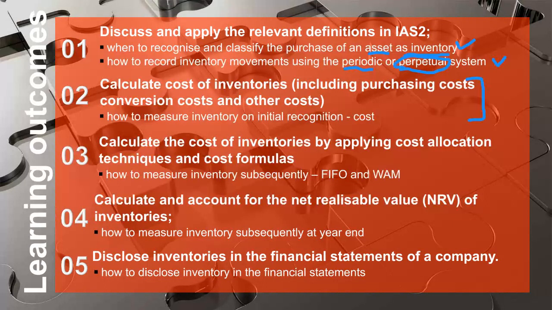So the key principle, and you need to write this down somewhere, is that we need to be able to include costs that bring the inventory to a sellable state. That's the key. It must be a sellable state, right? So that's the principle. That's what we want to try and apply, right?